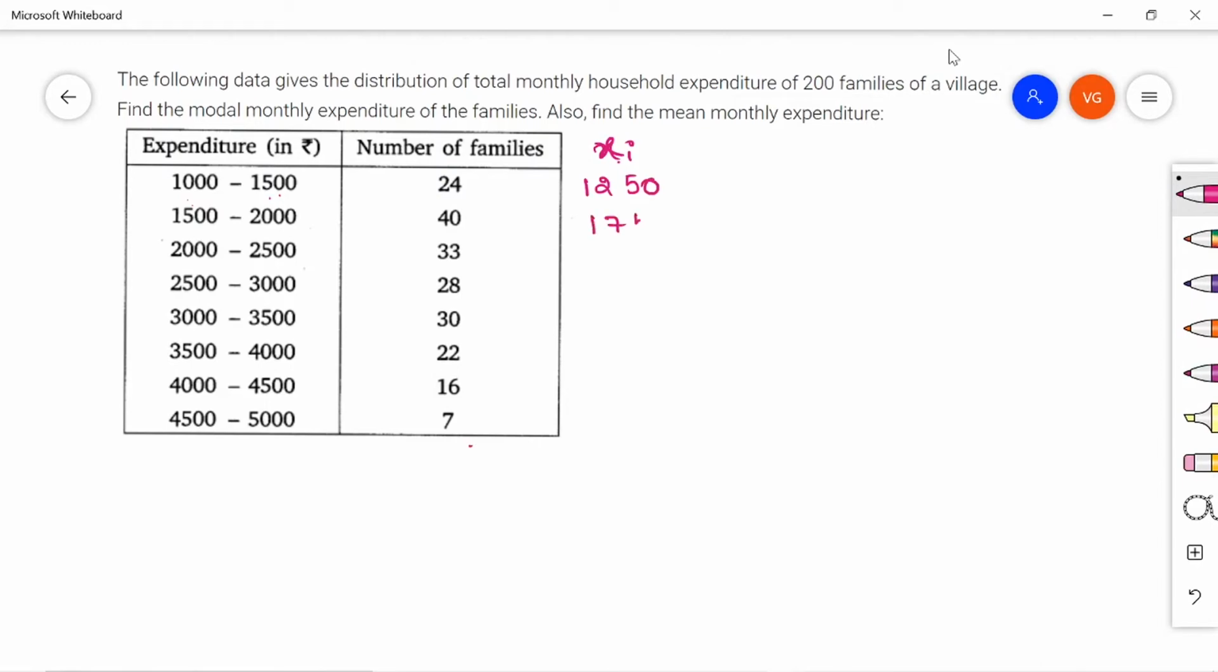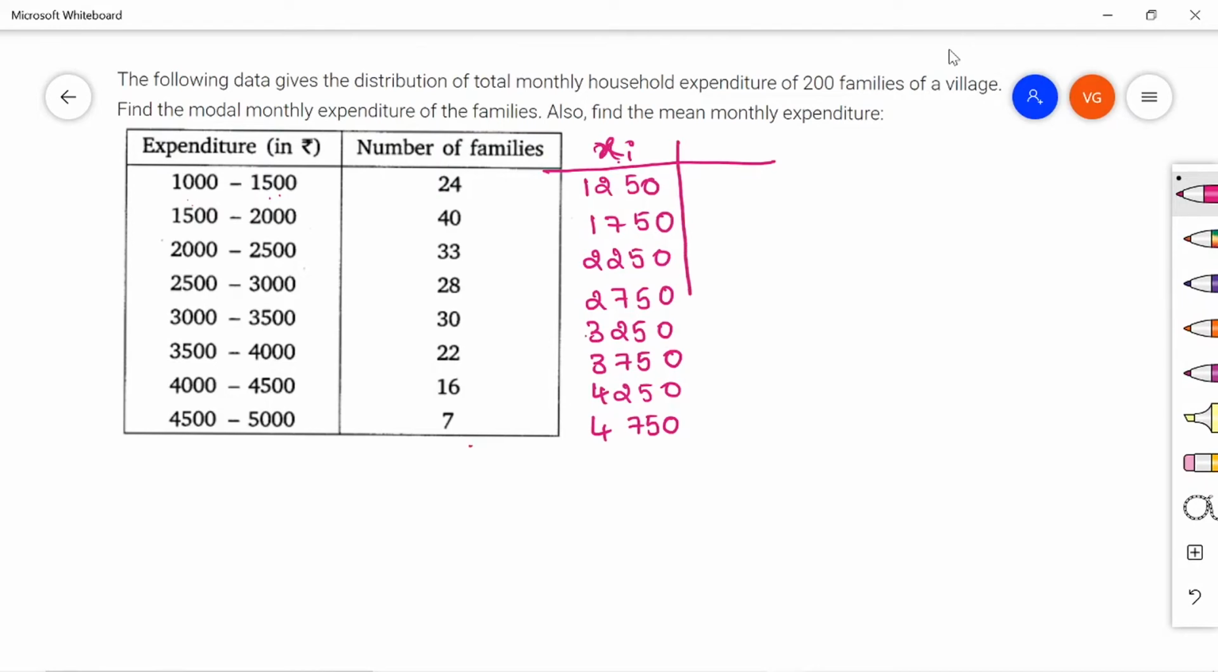So 1750. Then it is 2250. Then 2750. You have 3250, then 3750, 4250 and 4750, right? So this is my xi value.